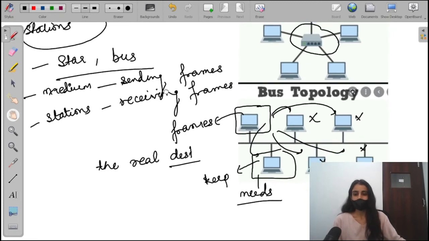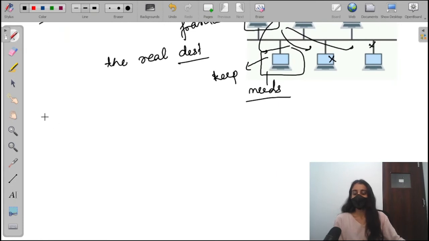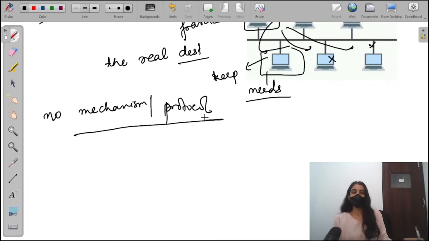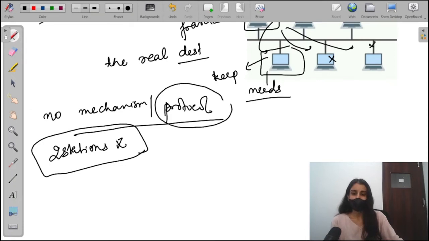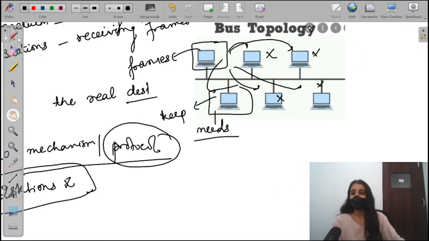So the problem arises that there was no mechanism or protocol to make sure that no two stations are using the same medium. There was no protocol to define that. So there was no surety, how can we be so sure that no two stations are using the same medium? That is where the CSMA-CD protocol was introduced.